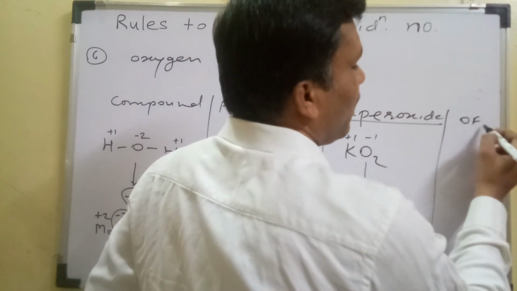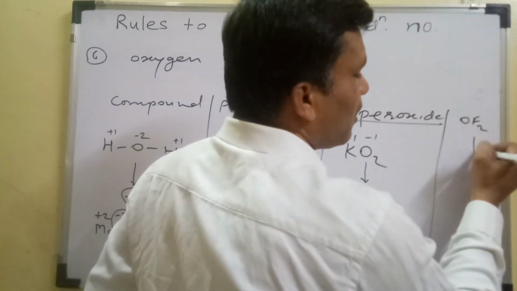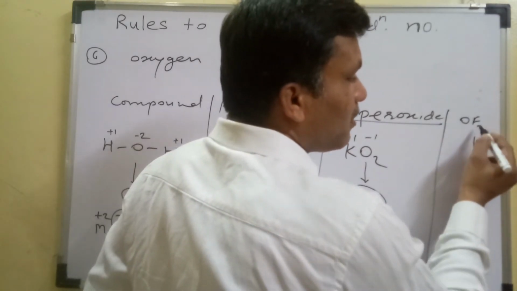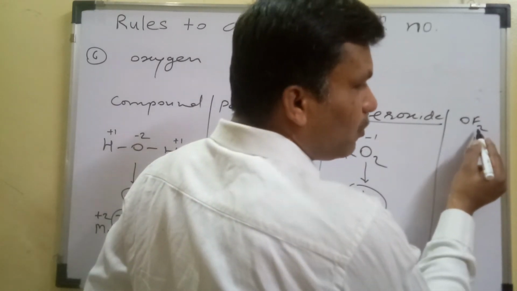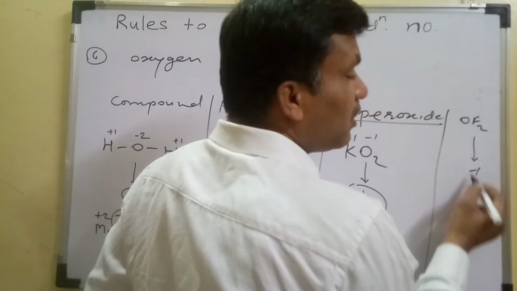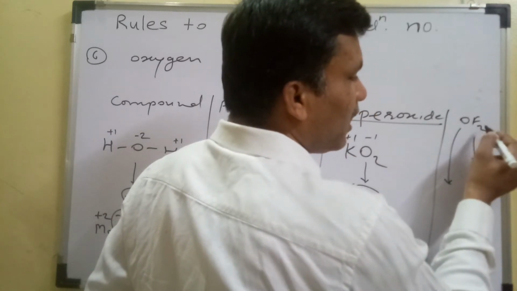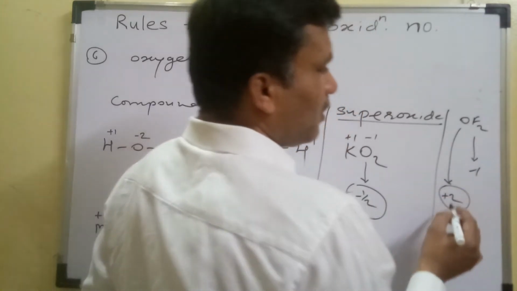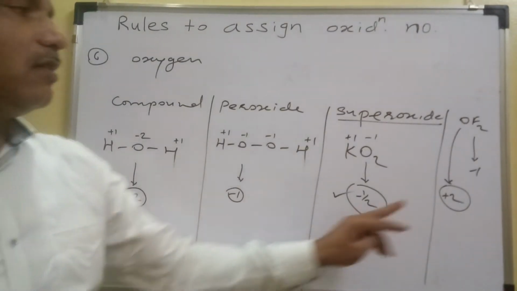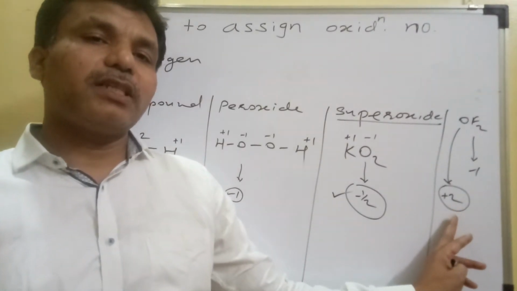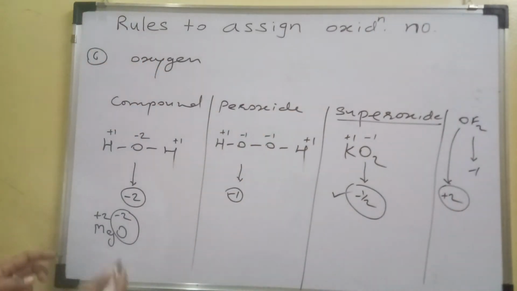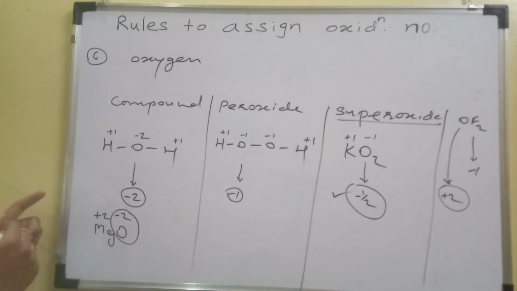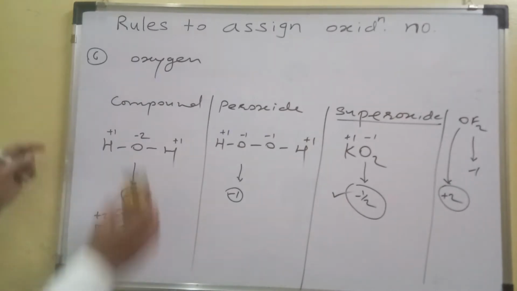Another example, OF2. The fluorine always has -1 oxidation number, and there are 2 fluorines. So 2 fluorines, that means total charge is -2. To balance this -2 charge, the oxygen must carry a +2 charge. That means in OF2 the oxygen has a +2 oxidation state. This oxygen has a different oxidation state in different compounds. Now sulfur.